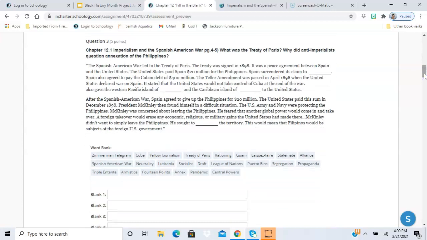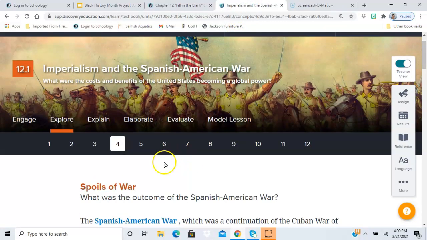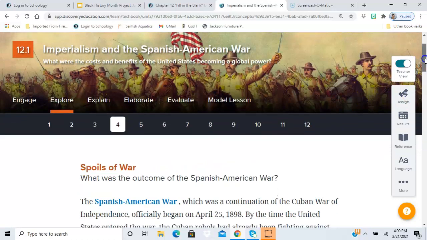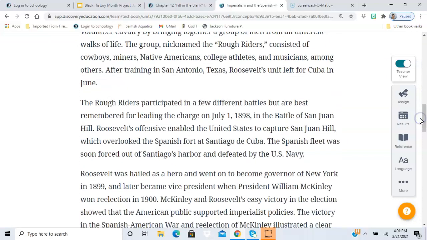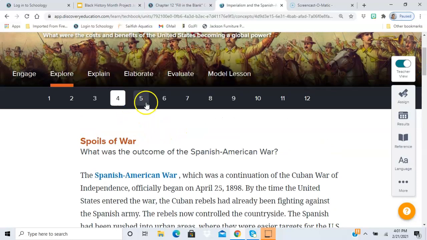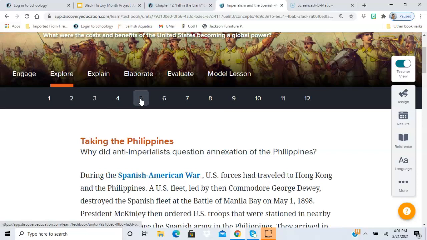Question 3, still in section 1, imperialism and the Spanish-American War, and now we're on pages 4 and 5. What was the Treaty of Paris? Why did anti-imperialists question annexation of the Philippines? All right, so we'll have to go back to our textbook. So a little bit still on page 4. So you would look for your answers a little bit on page 4. And then it also gives us to look at page 5. Why did anti-imperialists question annexation of the Philippines?